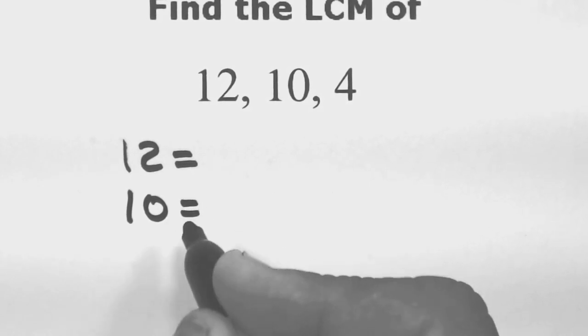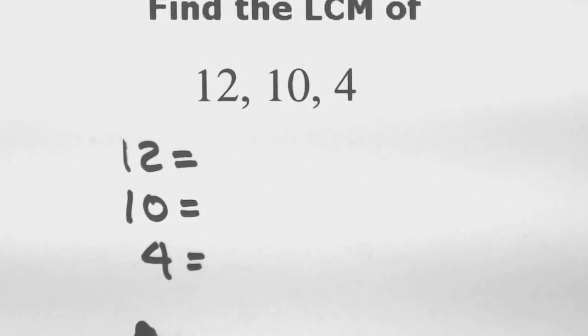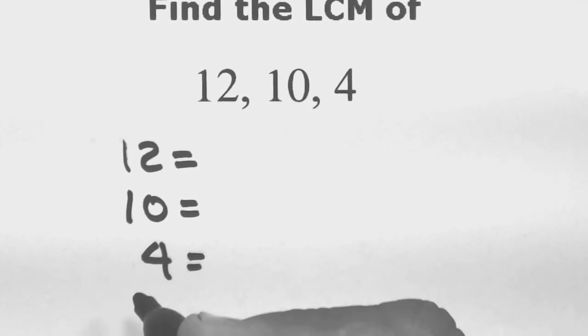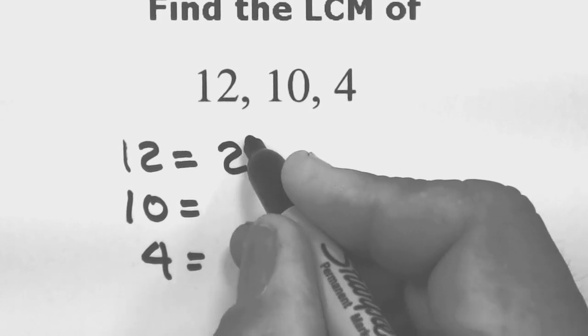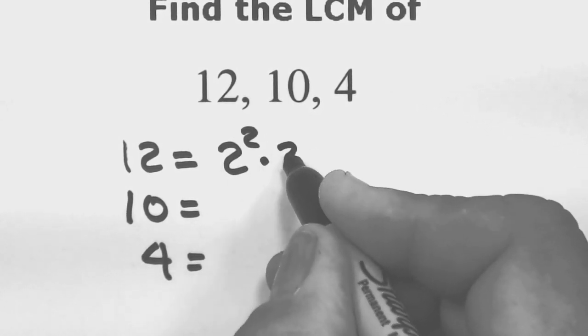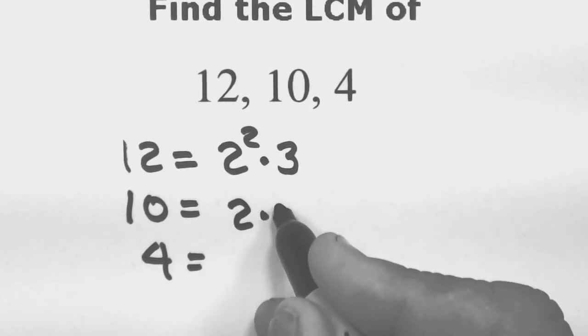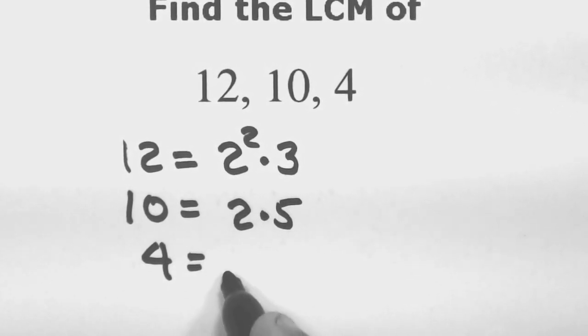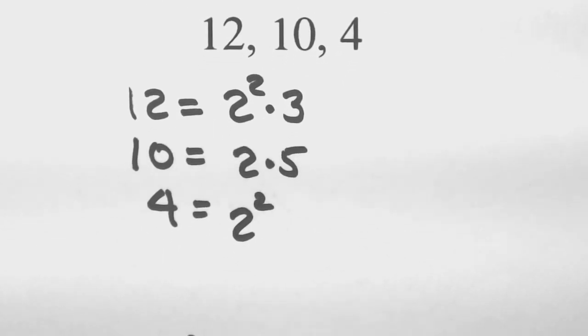12 and 10 and 4. These guys are not difficult to come up with the prime factors. 12 is 4 times 3. 4 we know is 2 squared, so 2 squared times 3. 10 is 2 times 5. That's the prime factorization of 10. And, of course, 4 is just 2 squared. So it was pretty easy to come up with the prime factorizations here. So if that's not difficult, you get the LCM real fast.